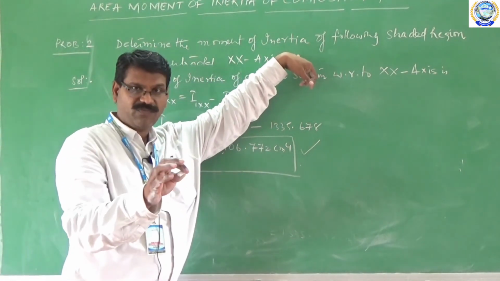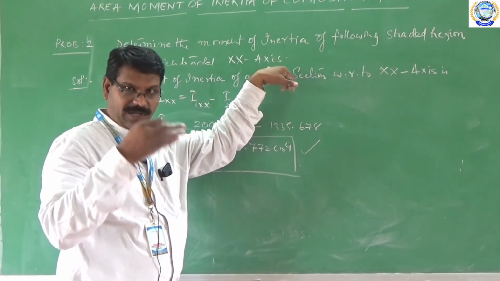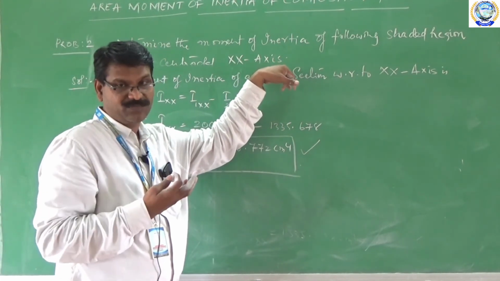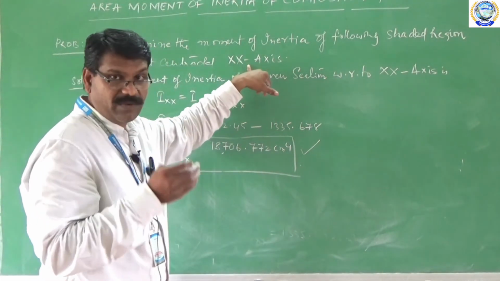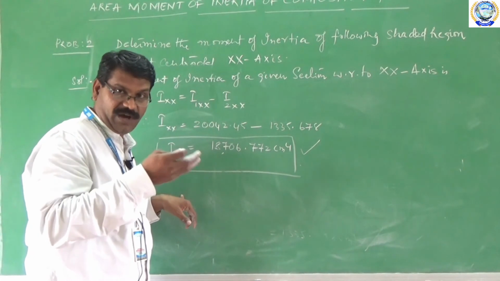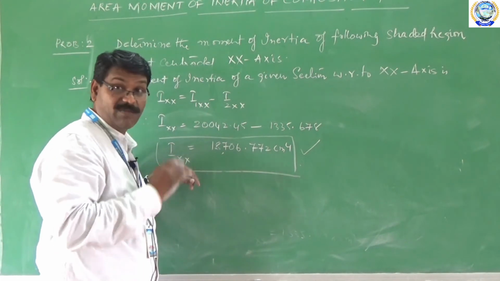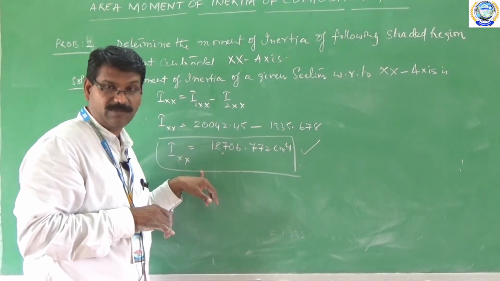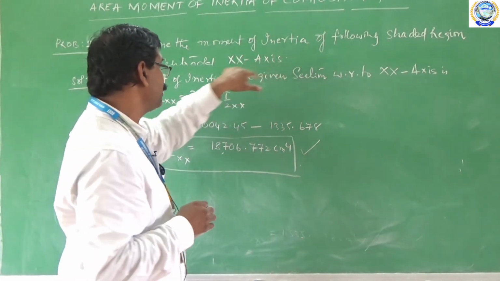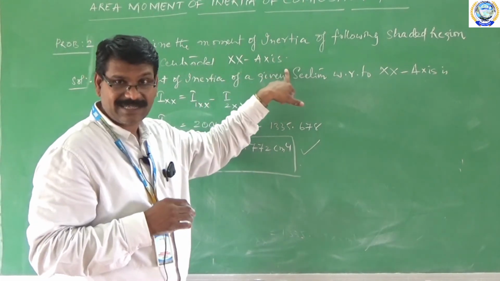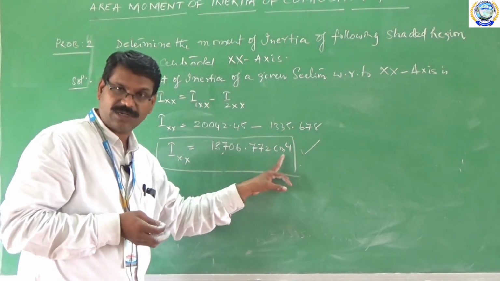In the given problem, whenever we look at the problem, are we asked to find the moment of inertia with respect to the centroidal x-axis or the centroidal y-axis? If we are asked with respect to the x-axis, we find only I_xx. If we are asked to find the y-axis, we find only I_yy. If we are asked both centroidal x-axis and y-axis, then we need to find both I_xx and I_yy. But in this particular problem, we are asked to find only the moment of inertia of the shaded region about the centroidal x-axis. Hence, we have found that I_xx is equal to 18,706.772 centimeter to the power of 4.